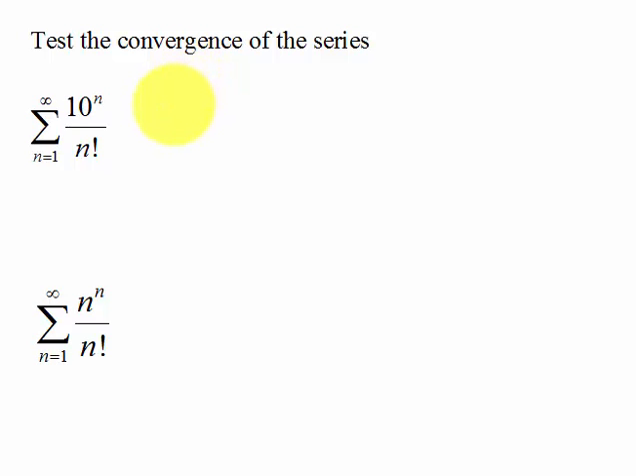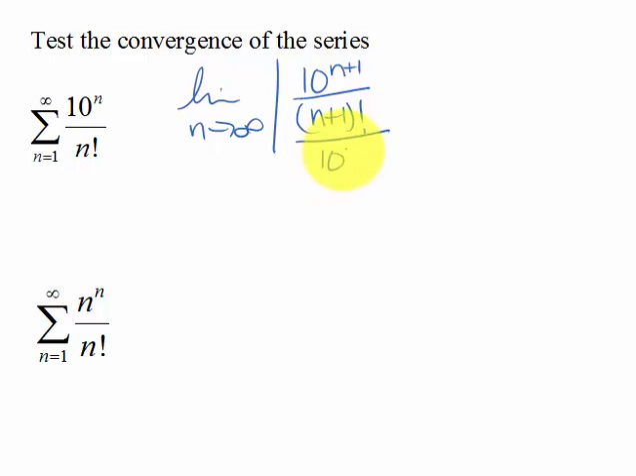So let's apply the ratio test, which says if we take the limit as n goes to infinity of the absolute value of the n plus 1 term, so we're going to put n plus 1 in for the n, divided by the nth term, so that's 10 to the n over n factorial. We want to look at this limit, and if this is less than 1, then we have convergence. If it is greater than 1, we have divergence, and if it equals 1, it's inconclusive. So let's check it out.